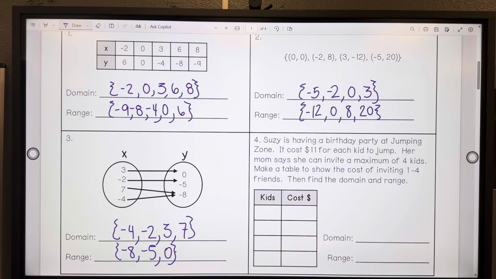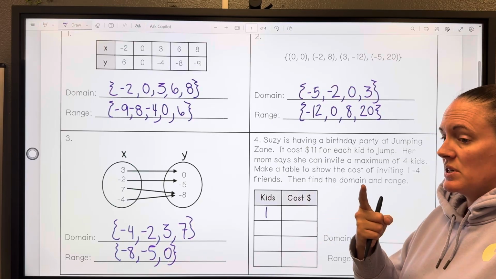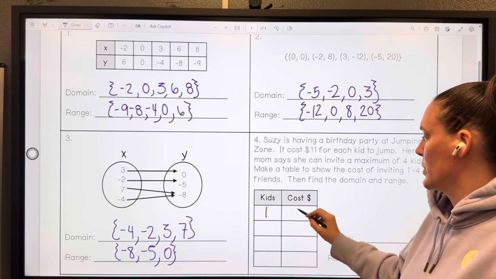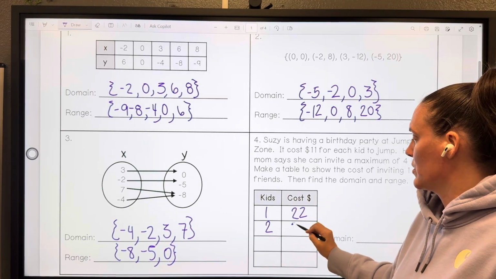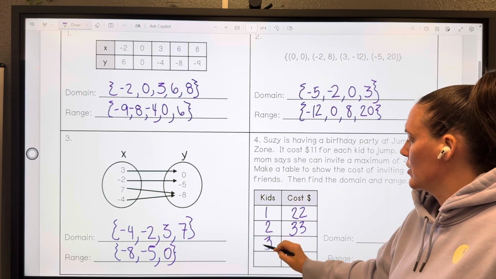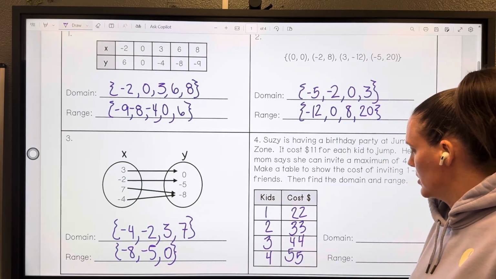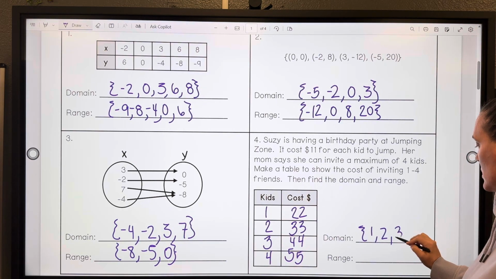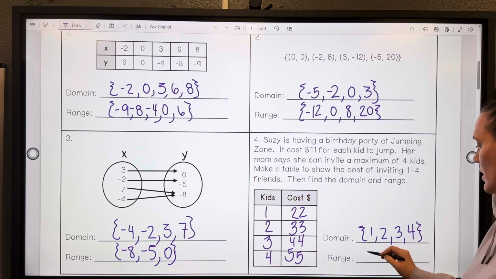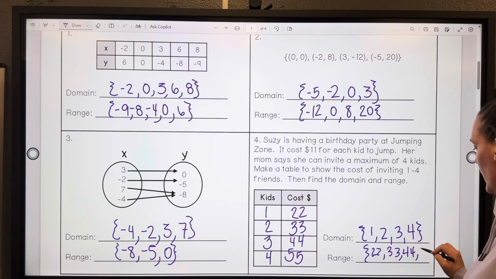So, is Susie gonna jump? If Susie's gonna jump, then 1 kid is gonna cost them Susie and 1 kid, so that's $22. 2 kids would be Susie plus 2 kids, so that would be 33. And then 3 would be 44, and 4 would be 55. So our domain is the 1, 2, 3, 4. It's already in order for us, that's nice. And our range is the 22, 33, 44, and 55.